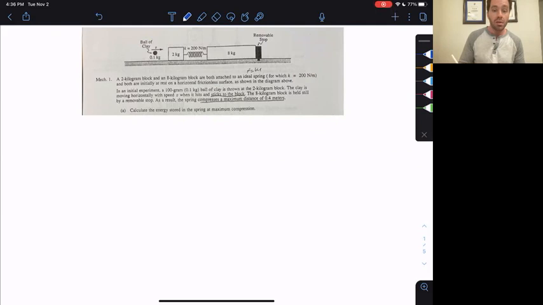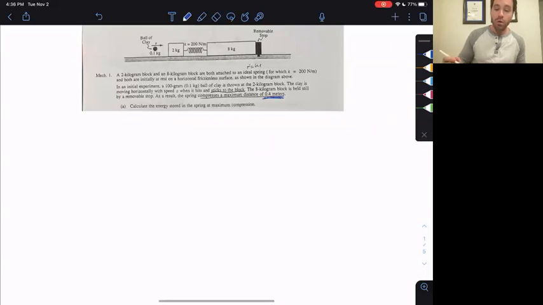The 8-kilogram block is held still by a removable stop. Removable is going to become important in the later stages of this problem. As a result, the spring compresses a maximum distance of 0.4 meters. Calculate the energy stored in the spring at maximum compression.